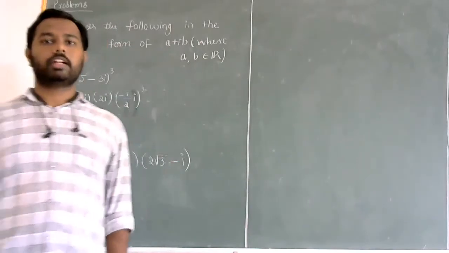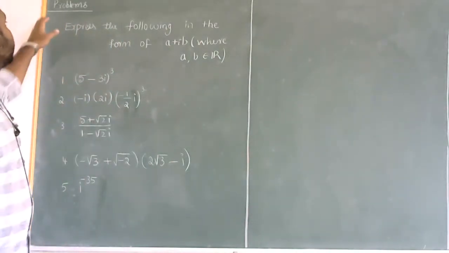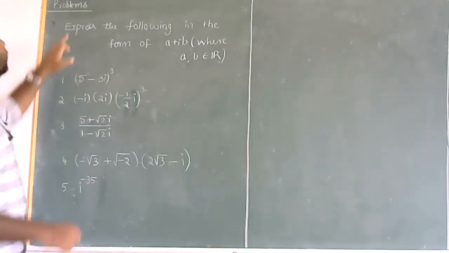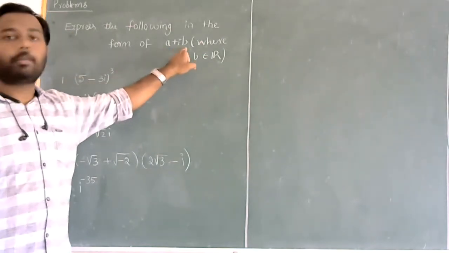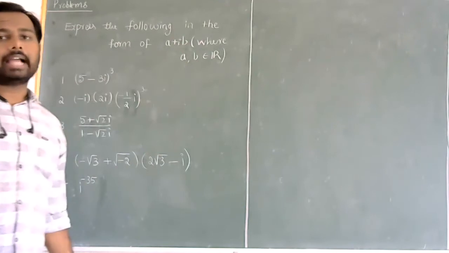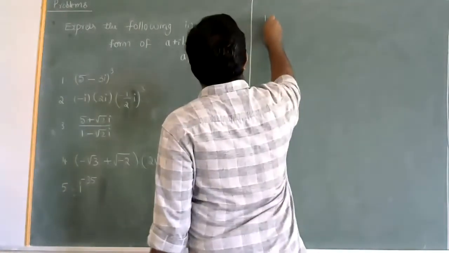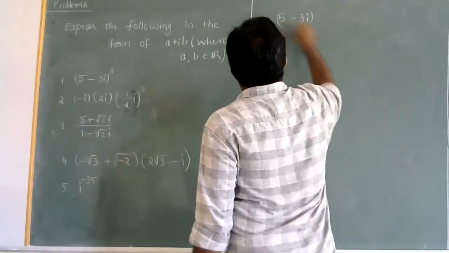Hello, welcome to this session. In this session, we shall solve problems. The type of problem is we have to express the following in the form of a complex number a plus ib. So these are the problems. The first one, (5 minus 3i) whole cube.